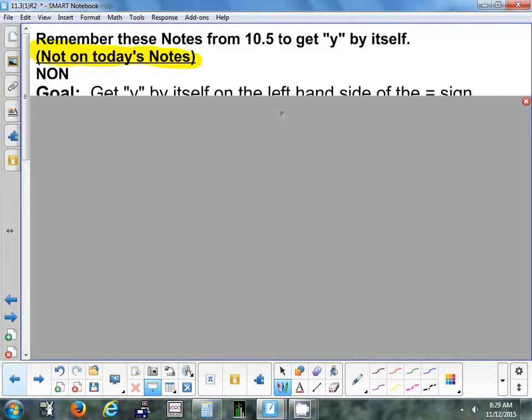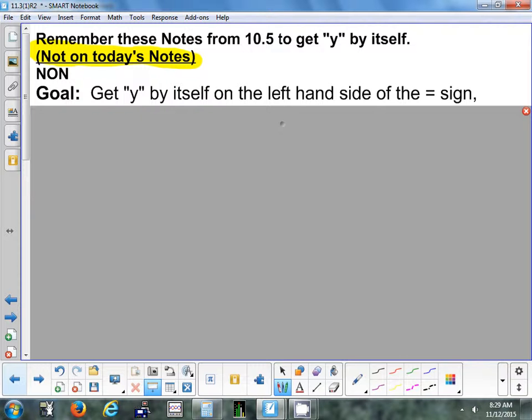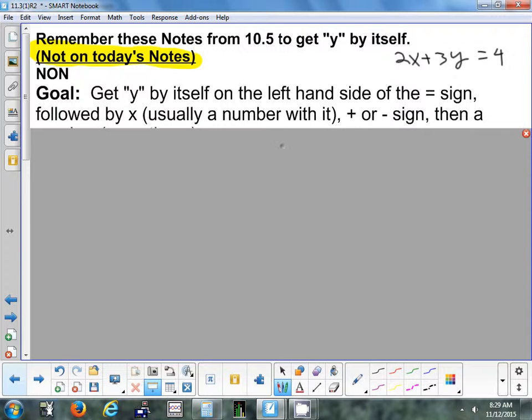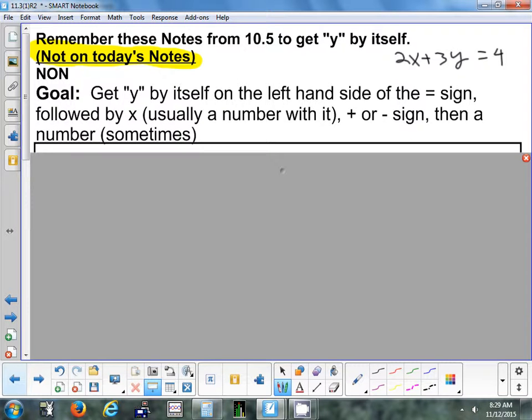All right, next type. To do example 2A and 2B, we have to remember what we did back in section 10.5. Remember we had equations like this? Mr. Roy and I said, you have to get y alone. That's why we had you practice that, because now you have to do it. You have to get y by itself to do these problems. Usually we put it on the left. After the equal sign, we've got our slope, followed by a number with x, and then a plus or a minus. That's our y-intercept, at the very end.